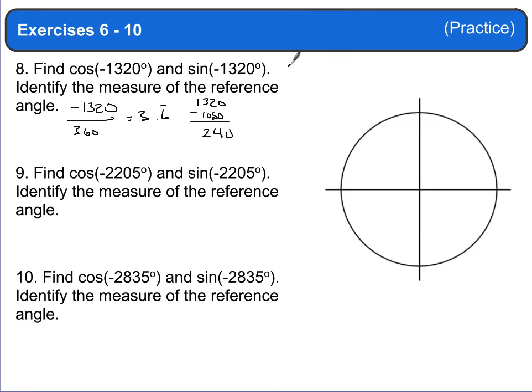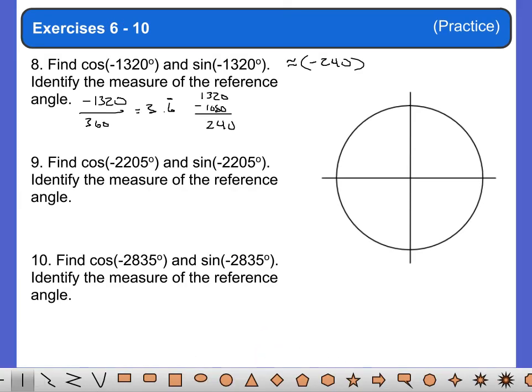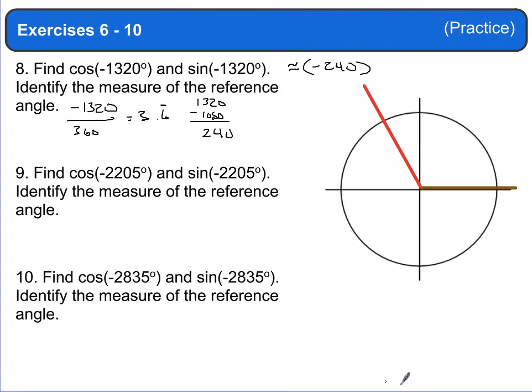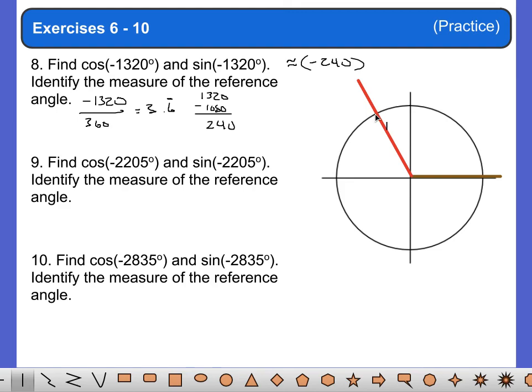Now remember, that's going to mean we're going to do the negative 240 because we're going clockwise. So we have our terminal ray. We go around once, twice, 3 times, and then 240. This is 180. This is 270, so we come back this way. So this would be negative 240. So we would draw our line straight down.